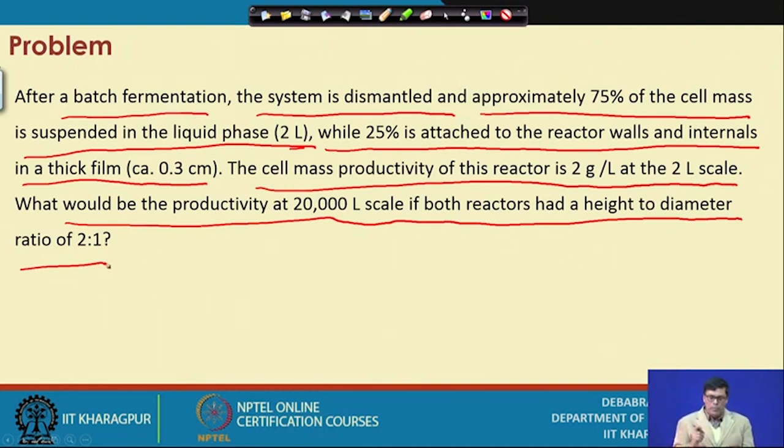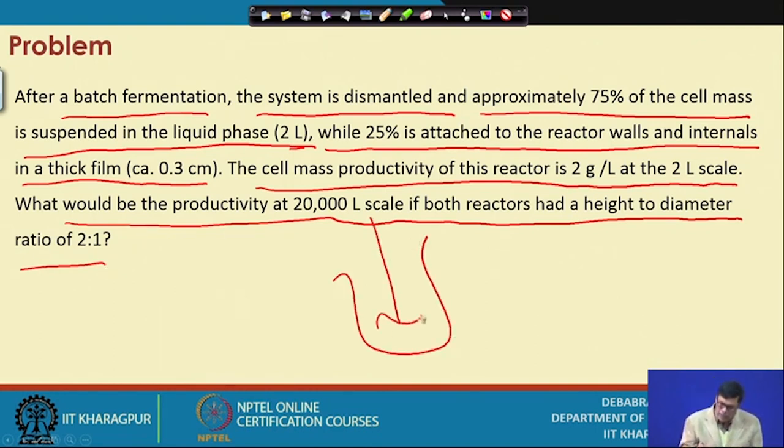So this is the problem, and I can explain a little bit what the problem is. The problem is that this is the reactor, am I right? Suppose you put the media here and you put the cells here. Then after the fermentation is over, you open the things. And initially this is 2 liter capacity.